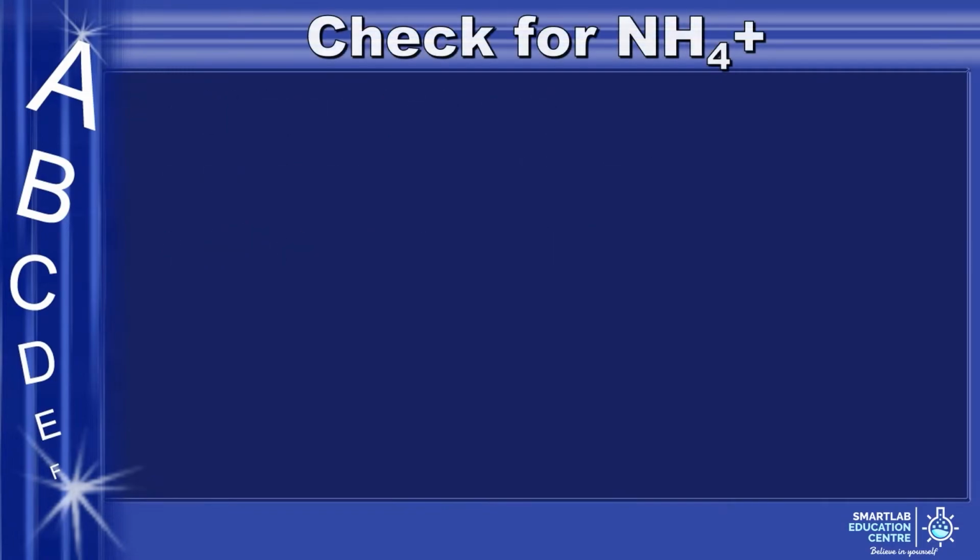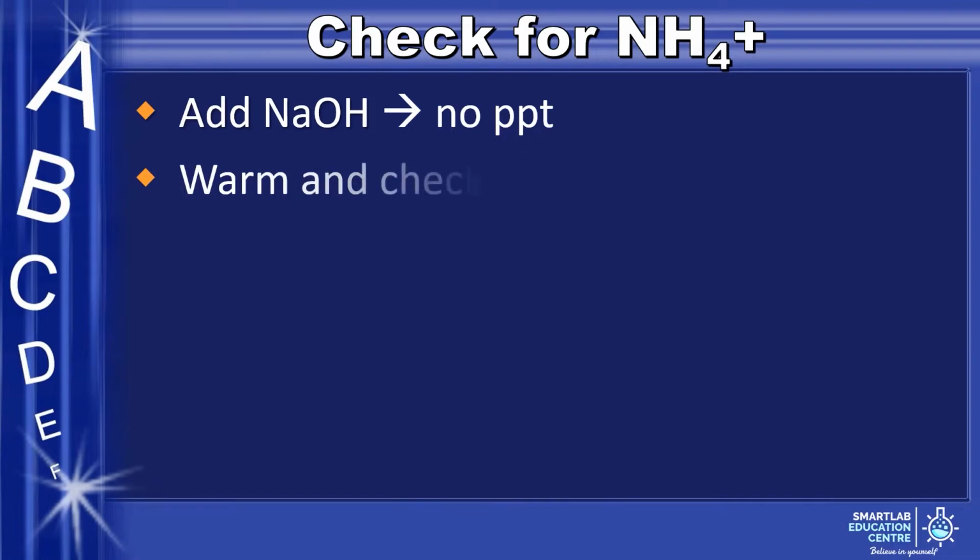In order to check for an ammonium ion, add sodium hydroxide, and if there is no precipitate formed, warm it and check for ammonia gas.